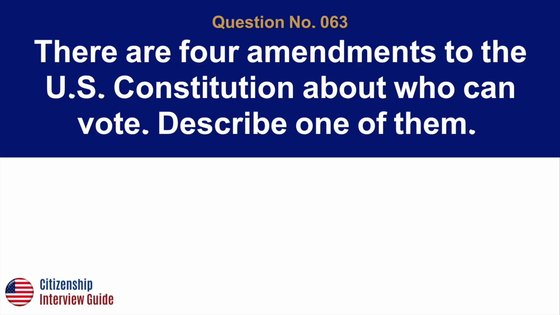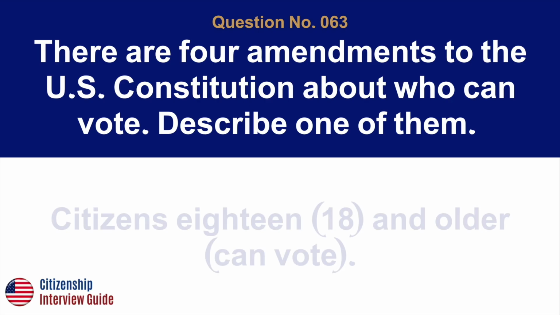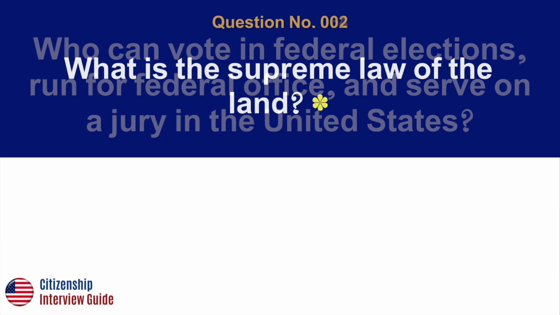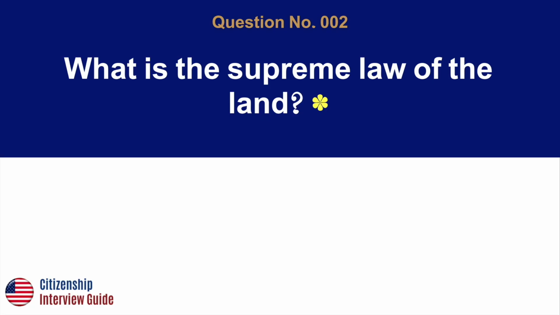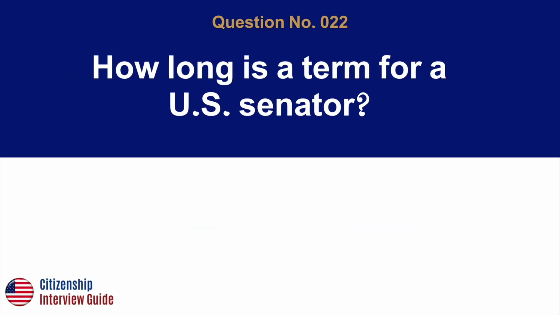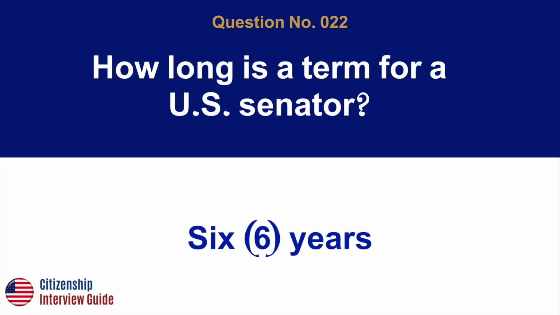There are 4 amendments to the U.S. Constitution about who can vote. Describe one of them. Citizens 18 and older can vote. What is the supreme law of the land? U.S. Constitution. How long is a term for a U.S. Senator? 6 years.